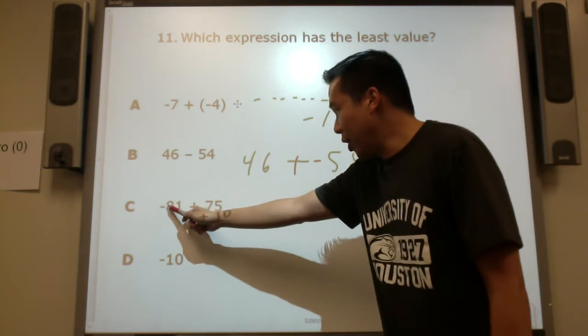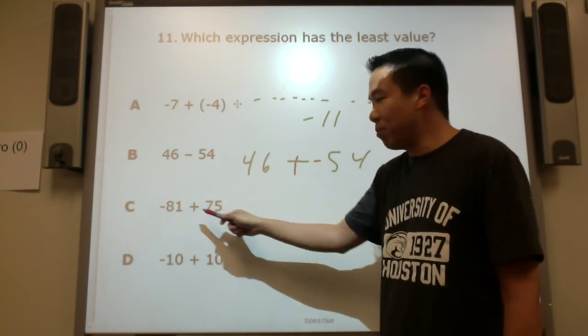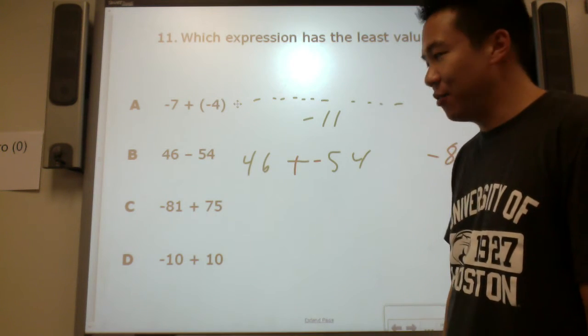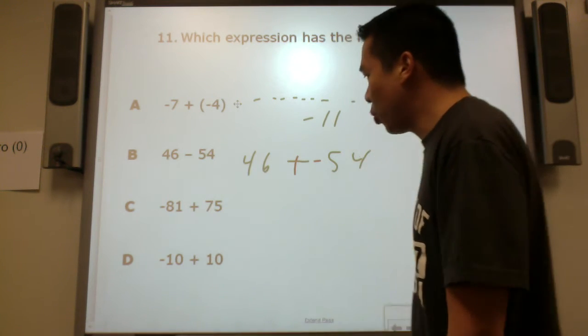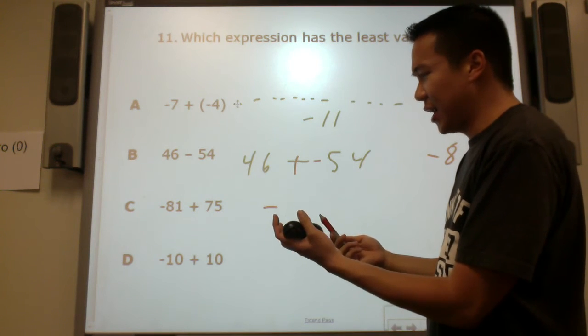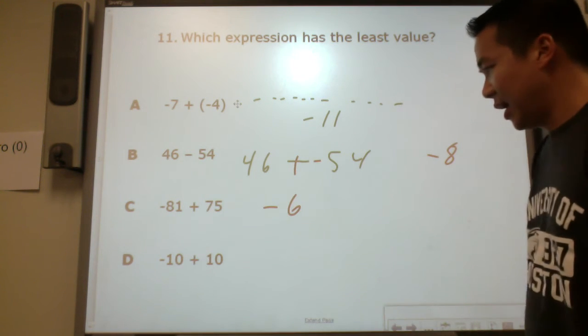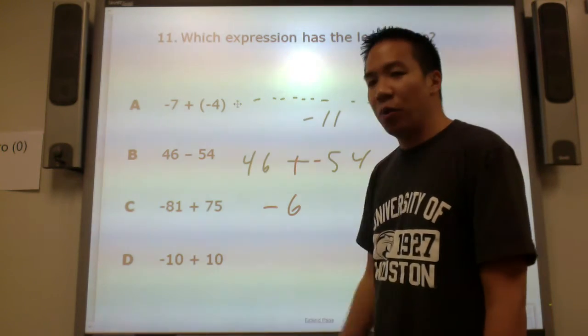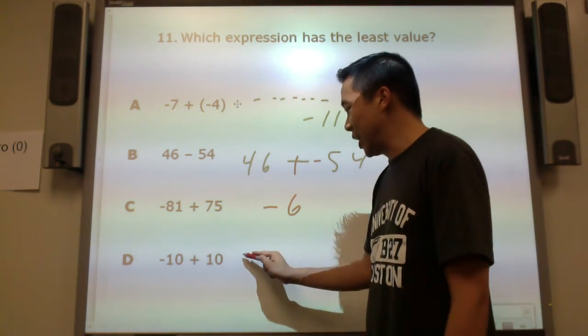Next one. Negative 81 plus 75. Do I have more negatives or more positives? I have more negatives. How many more negatives do I have? 76, 77, 78, 79, 80, 81. 6 more negatives. And 10 negatives, you put it with 10 positives. They all cancel out, 0.